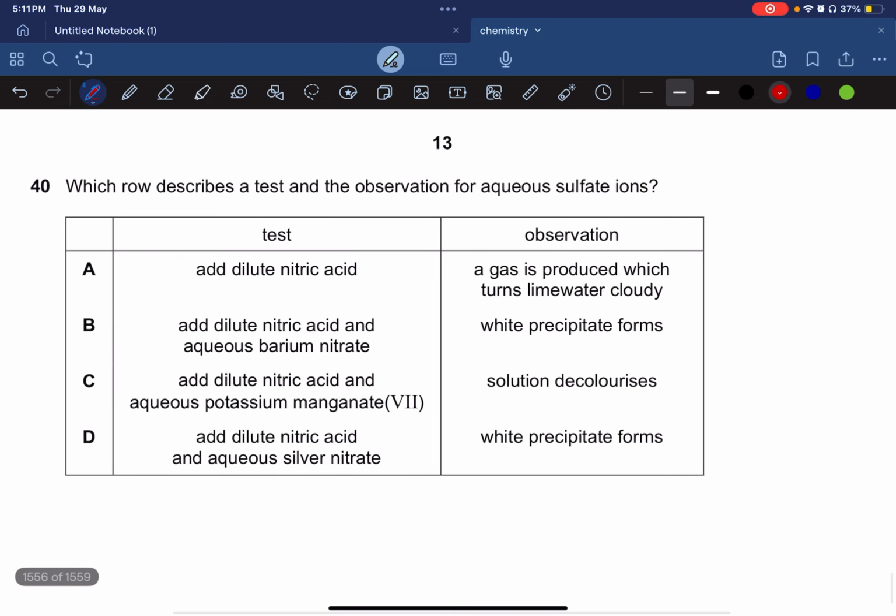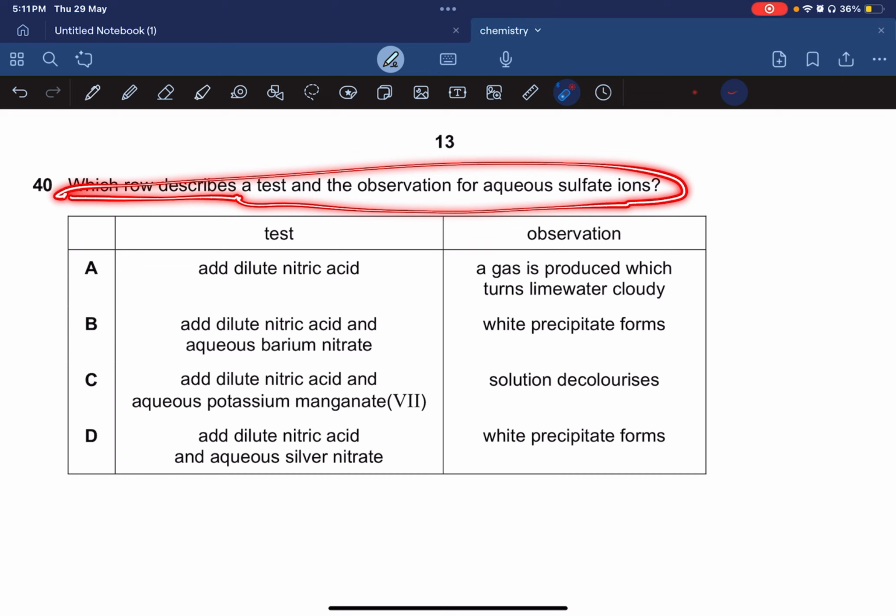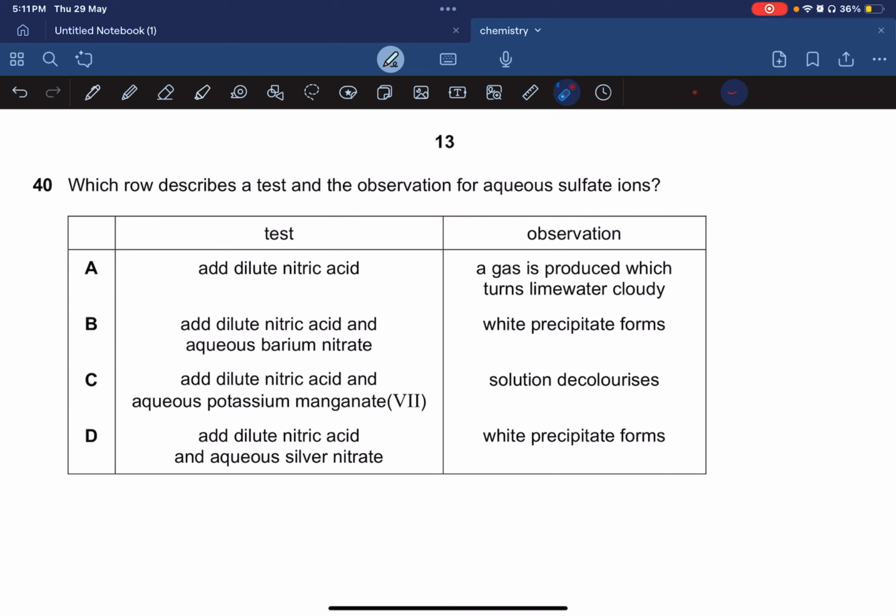Moving on to the last question of this sheet, which says, which row describes the test and observation for aqueous sulfate ions? If you haven't learned the test, kindly do so. You're going to add nitric acid, then add barium nitrate, and white precipitate forms. I guess that's option B, which gives us the test for our sulfate ions.